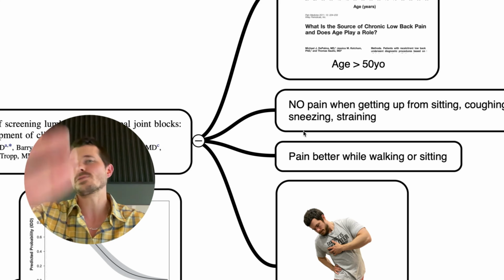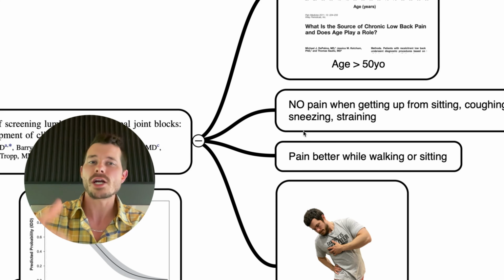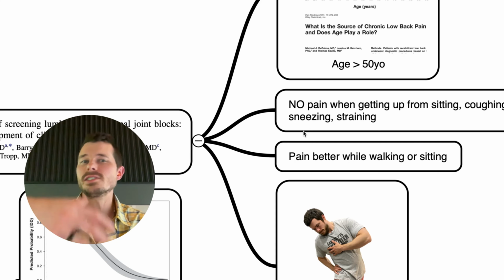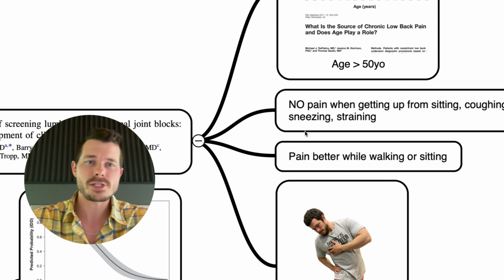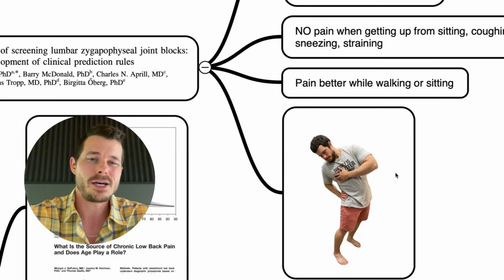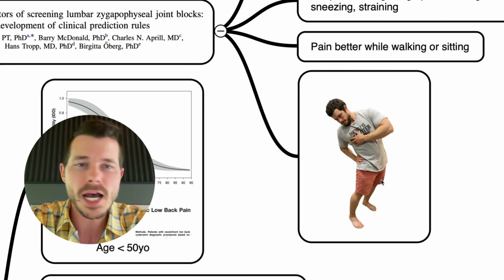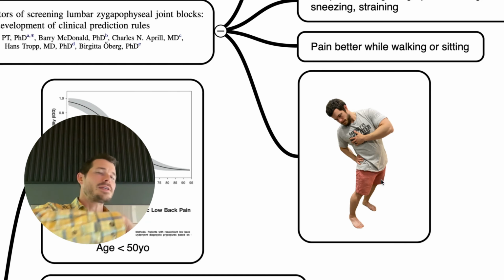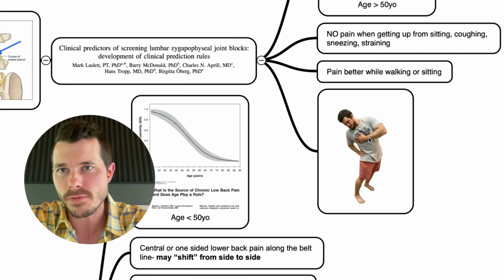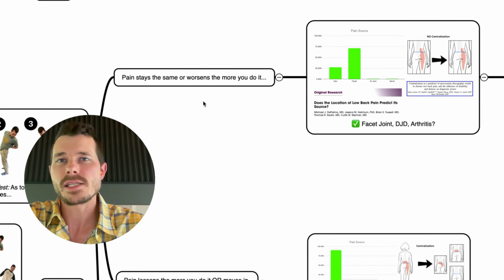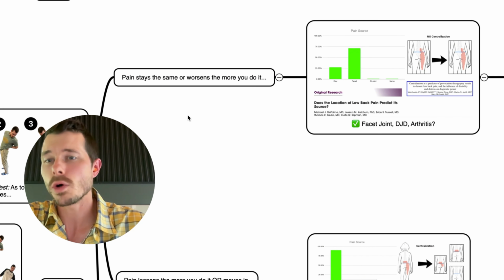Coughing and sneezing with disc problems, as I'll reiterate here in a moment, generally increases pain with disc issues, but it generally doesn't with a joint problem. Pain is often better while walking or sitting. Doesn't really help you. This is often the most painful type of back bend, rotating and extending to the side of the joint, which is most aggravated. Okay? Now, that's the path we follow if pain stays the same or worsens the more you do it.